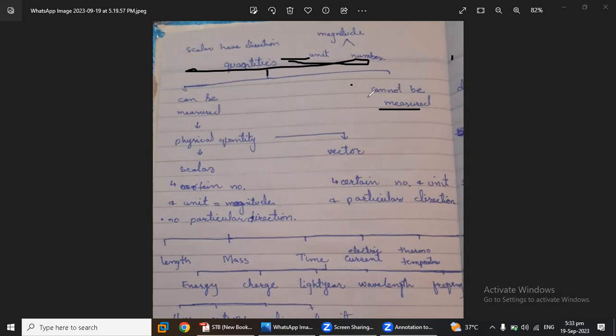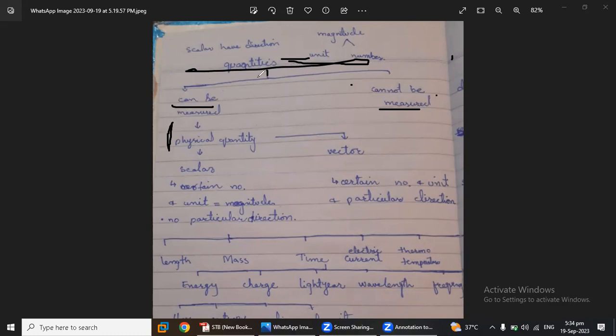So those non-physical quantities cannot be measured. Non-physical, cannot be measured. You just need to remember this. And now coming toward the second type, which is can be measured. The can-be-measured type is a physical quantity. Quantities that can be measured are called physical quantities.